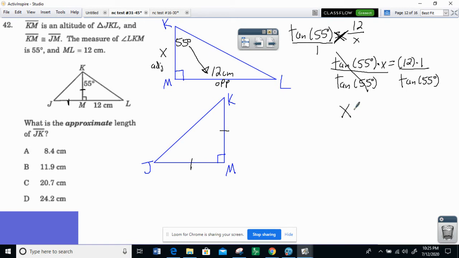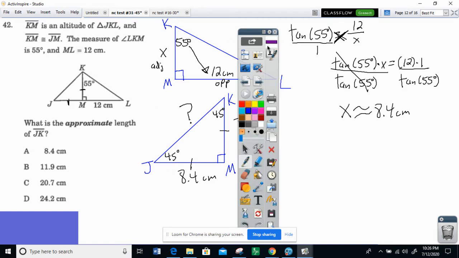Now notice that 8.4 centimeters is one of the answers, but that's not the answer to the question. That tells us how long segment KM is. We want to know how long segment JK is. Well, if both of these sides are the same in a right triangle, that means that the two acute angle measures are the same too, so that's a 45, 45, 90 triangle.